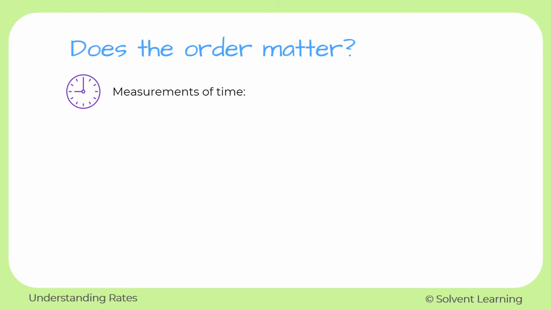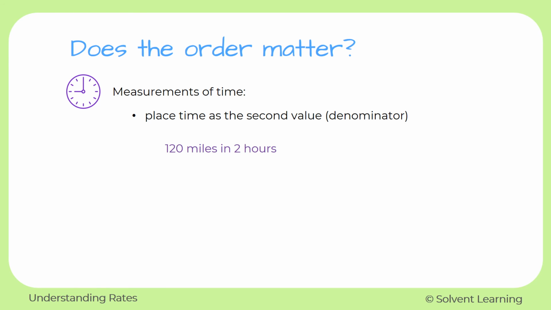So when we have a rate that involves measurements of time, we place time as the second value. Or if it's a fraction, we place time as the denominator. So we could write it as 120 miles in 2 hours, with 2 hours written as the second value, or 120 miles over 2 hours, with the 2 hours written as the denominator. So notice where we have our number of hours placed as the second value and as the denominator.